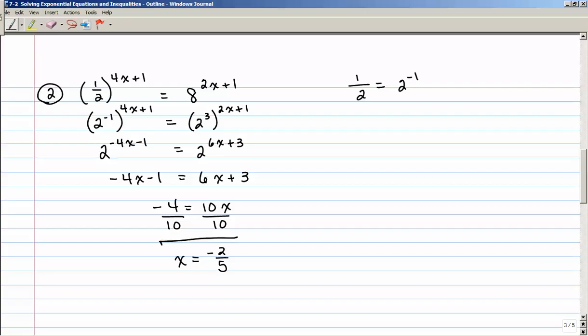And to be honest, this looks a little messy to plug back in and try to do in my head. I would probably do that in the calculator. Check this in the calculator by plugging in -2/5 for x.